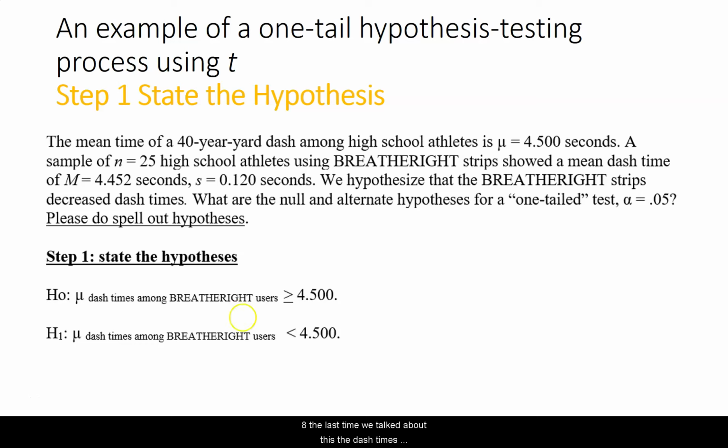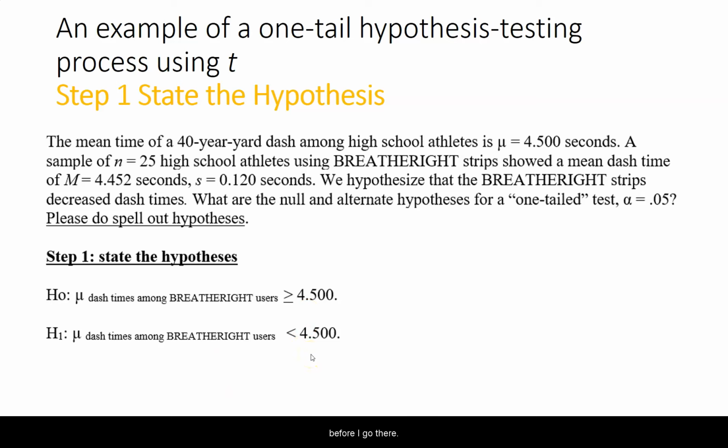So in this case, and this is going back to chapter 8, the last time we talked about this, for the dash times among those Breathe Right users, I'm going to start off with the alternate and say it reduced it. It's going to make it below 4.5 for that hypothetical population mean of dash times among Breathe Right users. It lowered it below 4.5. Then I just have to ask myself, what's the opposite of that for the null? The dash times among Breathe Right users is either greater than or equal to 4.5. In other words, it didn't have the intended effect of lowering it.